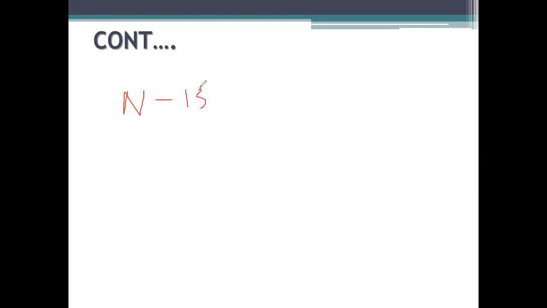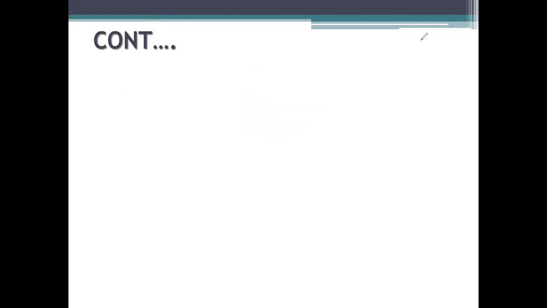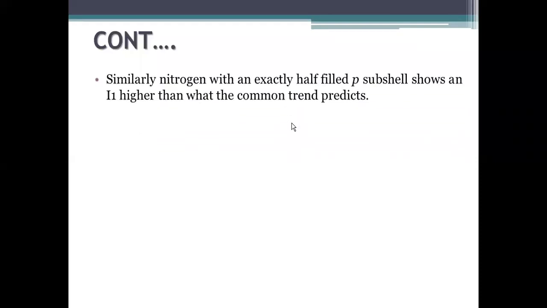Take the electron configuration of nitrogen: 1s2, 2s2, 2p3. This is the half-filled subshell. This is also somewhat showing stability. Therefore, it shows a little bit higher ionization energy, right?